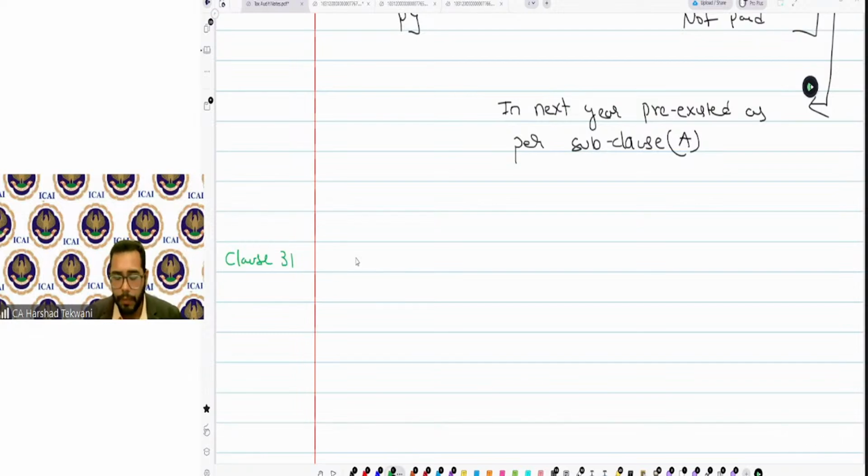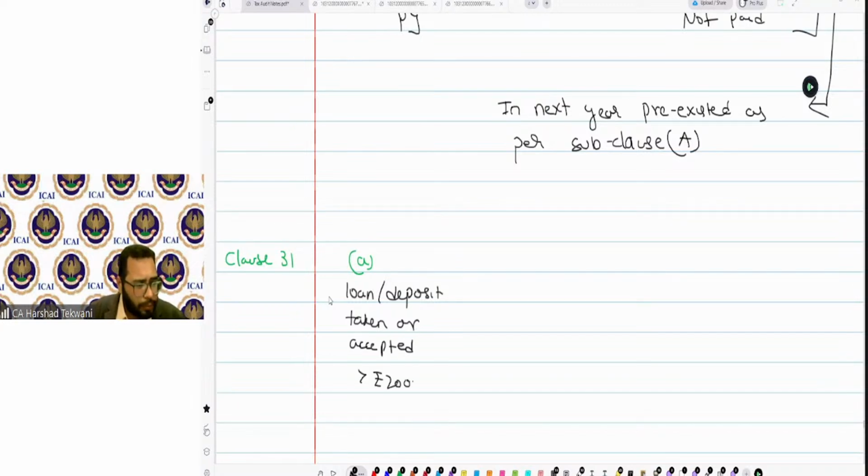Clause 31 fully. When I talk about 31A, I talk about loan or deposit taken or accepted in excess of rupees 20,000. I'll just provide a summary first. Loan or deposit, taken or accepted, in excess of rupees 20,000. When I talk about B, here I'm talking about loan or deposit as per 269SS.